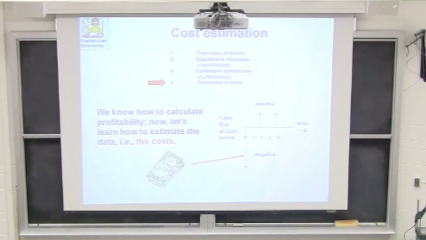Up to now, we've given you the numbers. The next piece of the course is all about how do you figure that out and why it is important to be able to estimate that yourself. We're going to show you techniques to do that. In today's class, I'm going to start talking about the various types of costs we need to address.